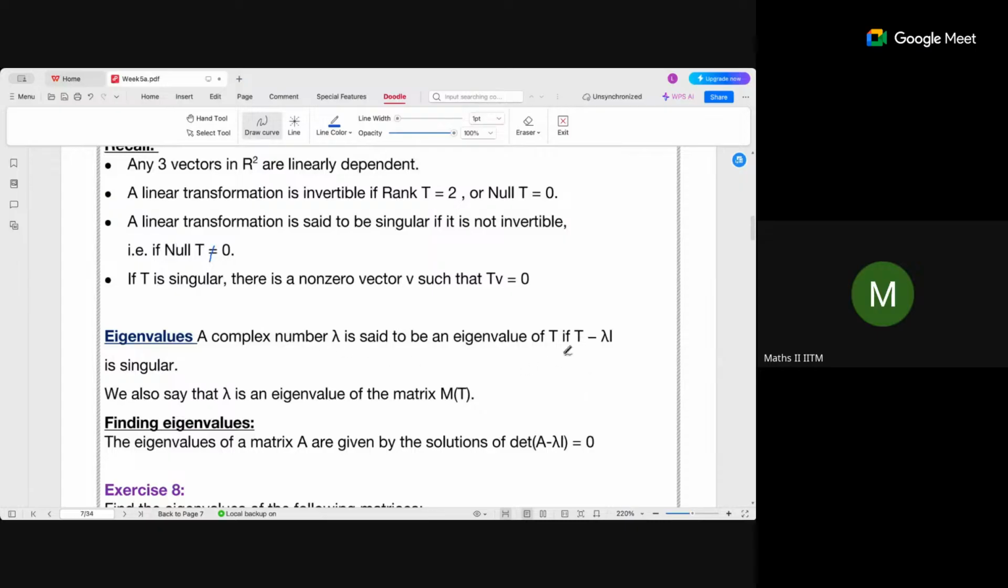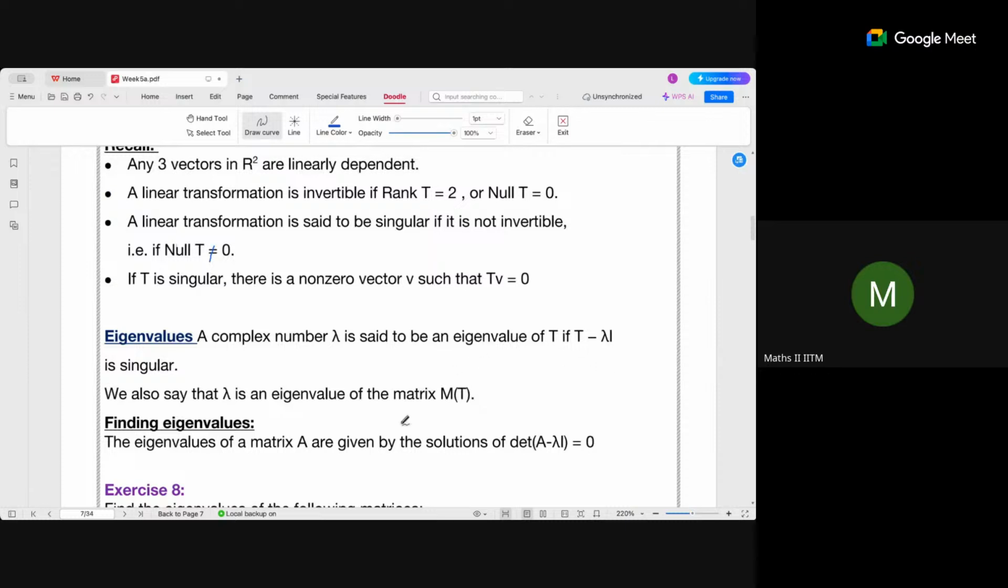So first of all, what does the definition say? Any complex number which satisfies the condition that the operator t minus lambda I is singular, we call this lambda an eigenvalue. We also say that lambda is an eigenvalue of the matrix M of t.